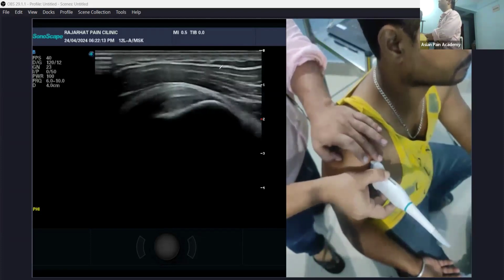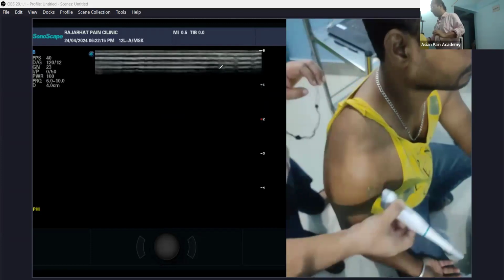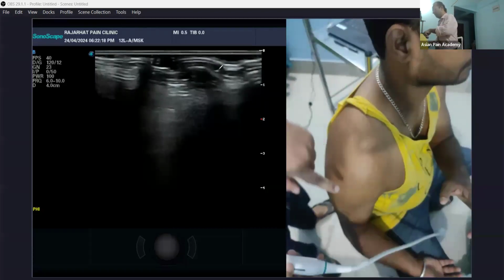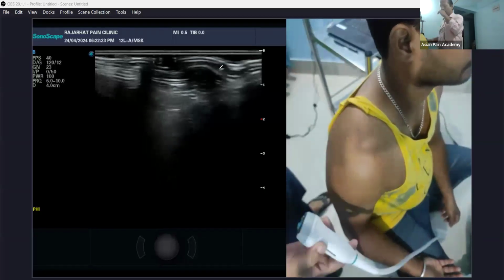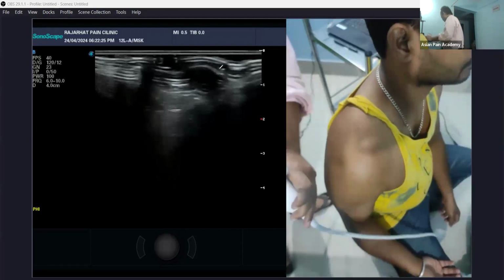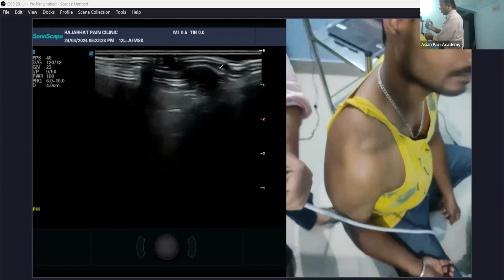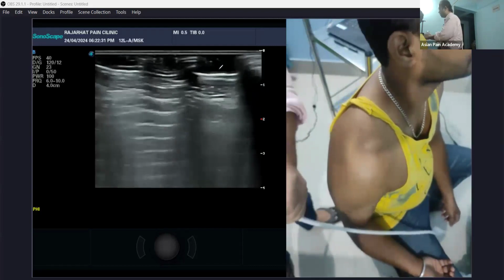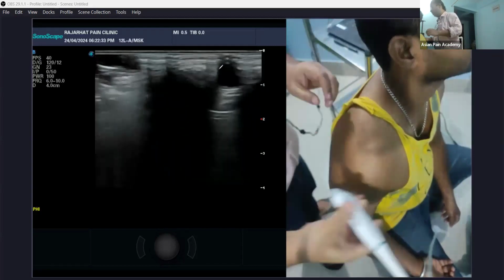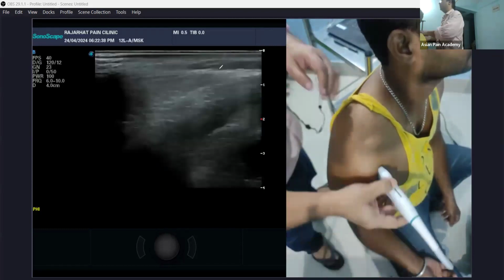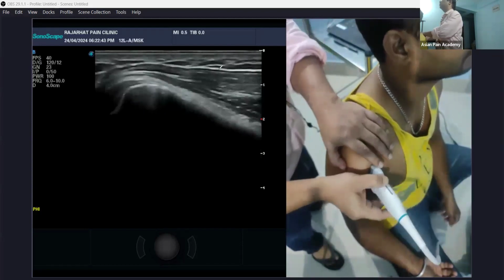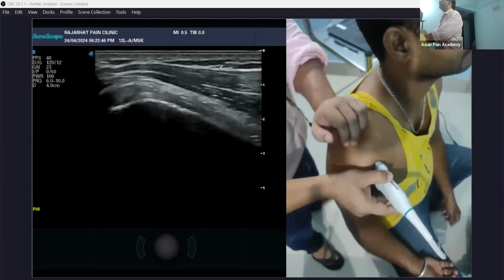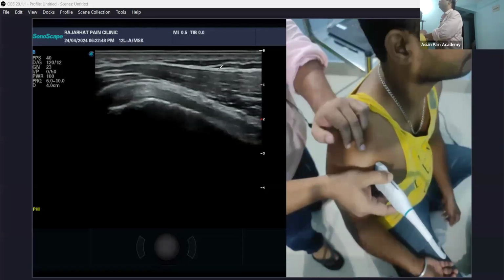As I told you, on both sides, one is the greater tuberosity and one is the lesser tuberosity. So when I am showing you the groove, if I come medially or laterally, the bony contour should tell you that you are not in the groove and you are on the tuberosity. So let's see if that is true or not. This is the biceps tendon area. This is the complete groove area.